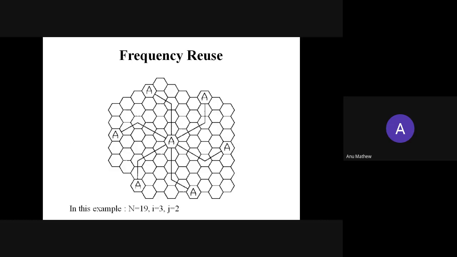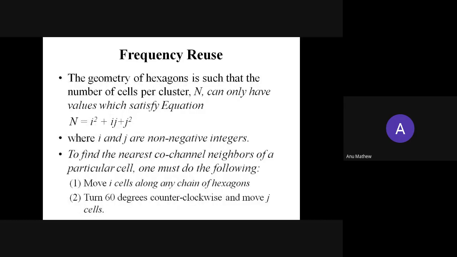So this is a set of clusters. Here one cell is represented as A, and that A is repeating in another cluster also. Now we are going to find the nearest co-channel cells of A, or the nearest repeating cells of A. Here we are considering that I is equal to 3 and J is equal to 2. The first step to find the nearest co-channel neighbor is to move I cells along any chain of hexagons. The second step is to turn 60 degrees counterclockwise and move J cells.